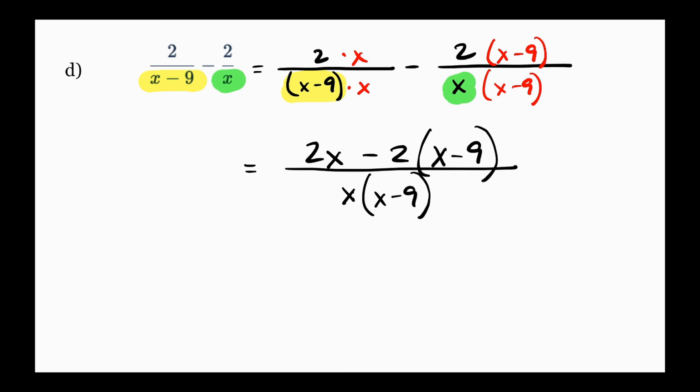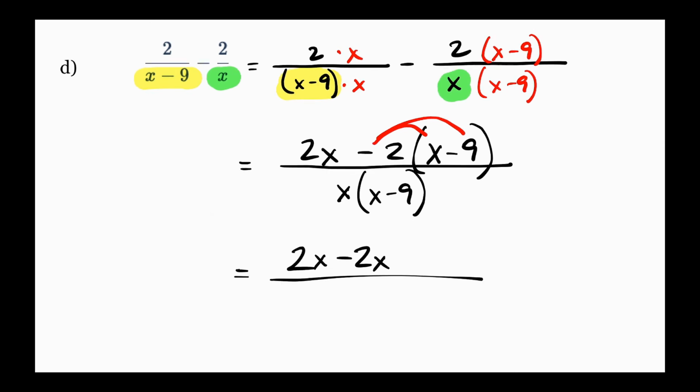Okay, simplify. So I got to do distributive property here. Negative 2 times x is negative 2x. Negative 2 times negative 9 is positive 18. Bottom stays the same.